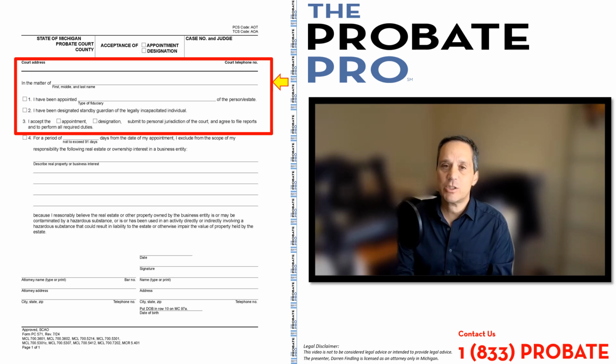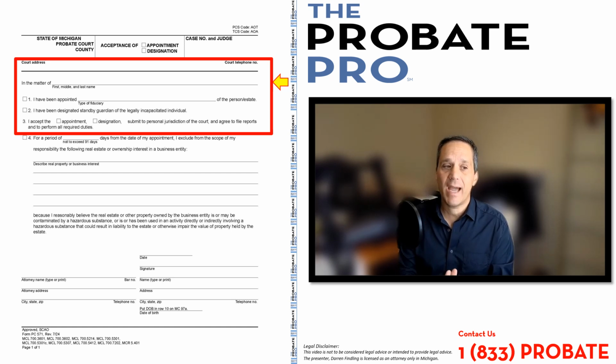Paragraph 2 only applies if you have been designated the standby guardian of the legally incapacitated individual. So for example, if you're working on a deceased estate, this box would be left blank. If you're working on a conservatorship, it would be left blank. But if you're working on a guardianship and there's a designated standby guardian, you would identify if you are that designated standby guardian and you accept the appointment. Otherwise, paragraph 2 is left blank.